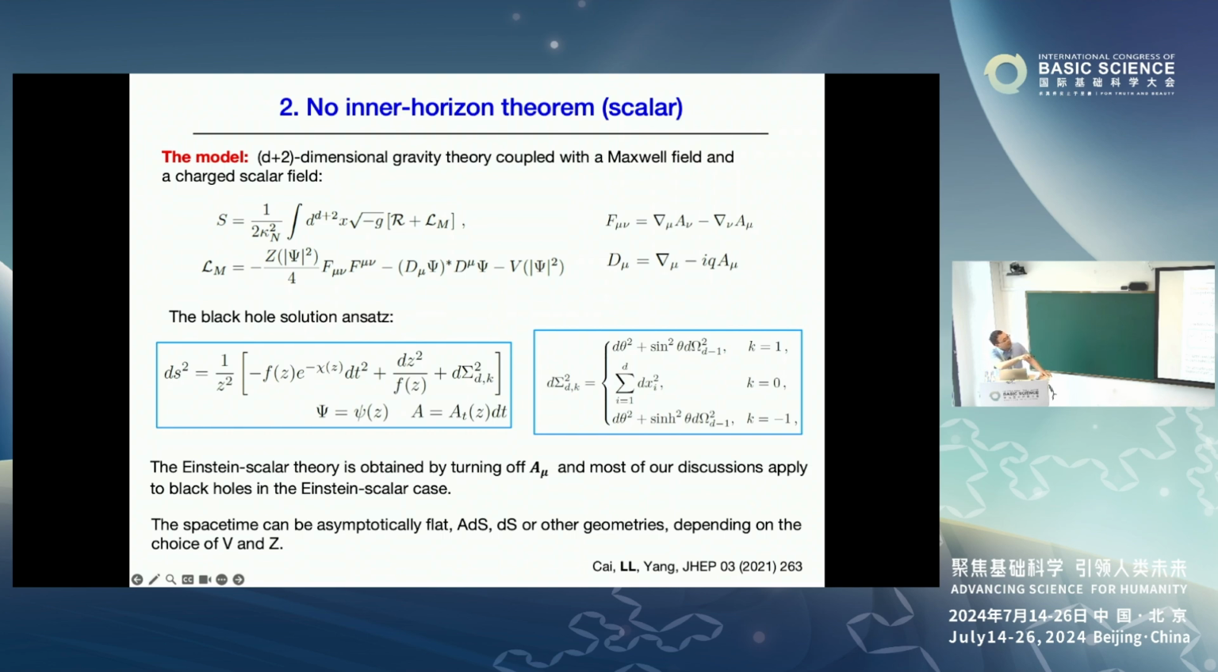It is the Einstein-scalar-Maxwell theory. Capital R is the Ricci scalar, and psi is the complex scalar charged under the U(1) gauge field. The charge is Q, and F is the field strength of the U(1) gauge field. We have two couplings, capital Z and the potential, capital V, that depend on the scalar fields. So this is a very general theory for the Einstein-scalar-Maxwell setup.